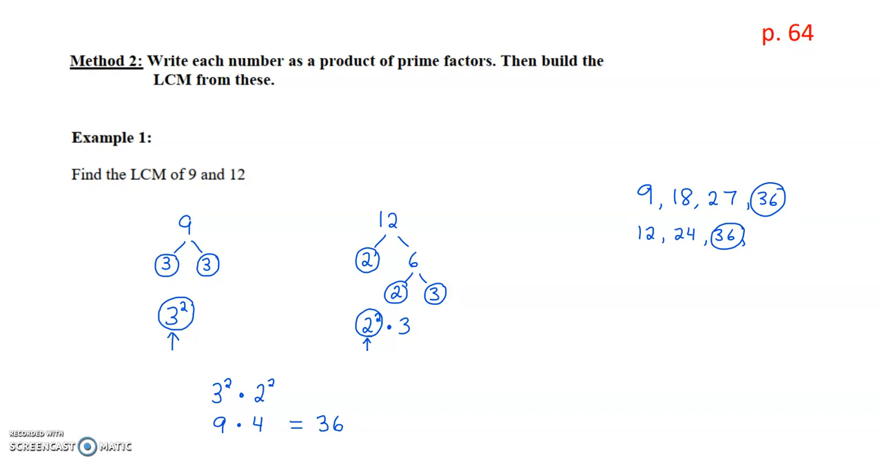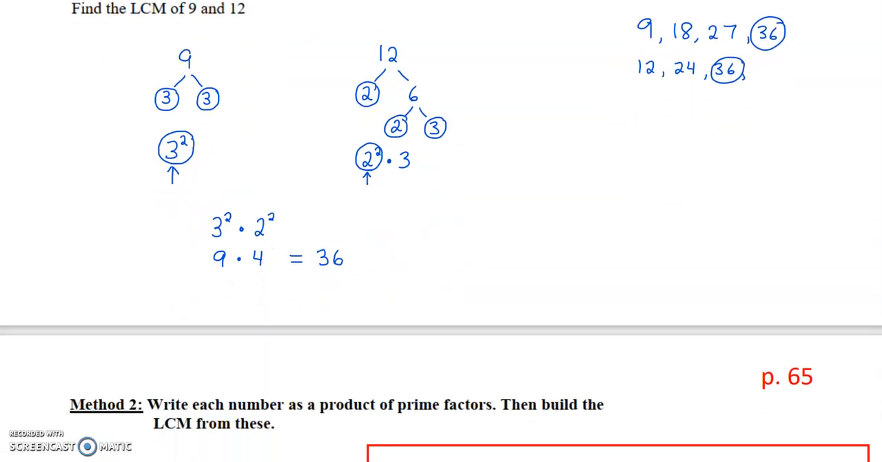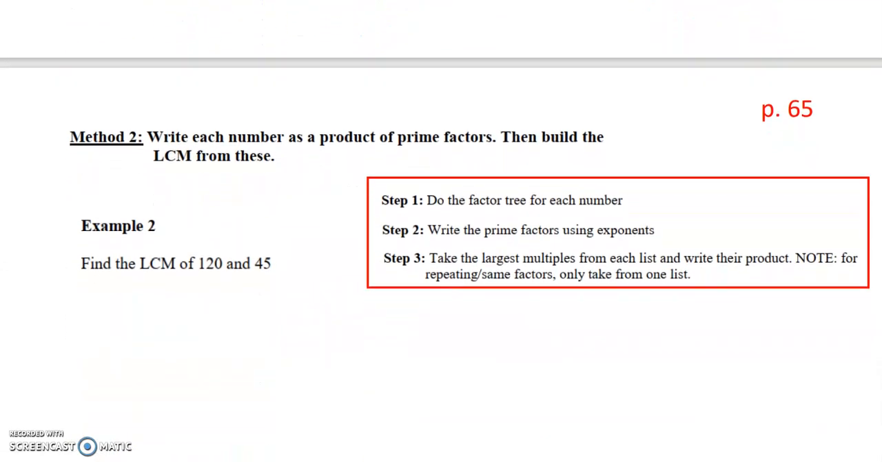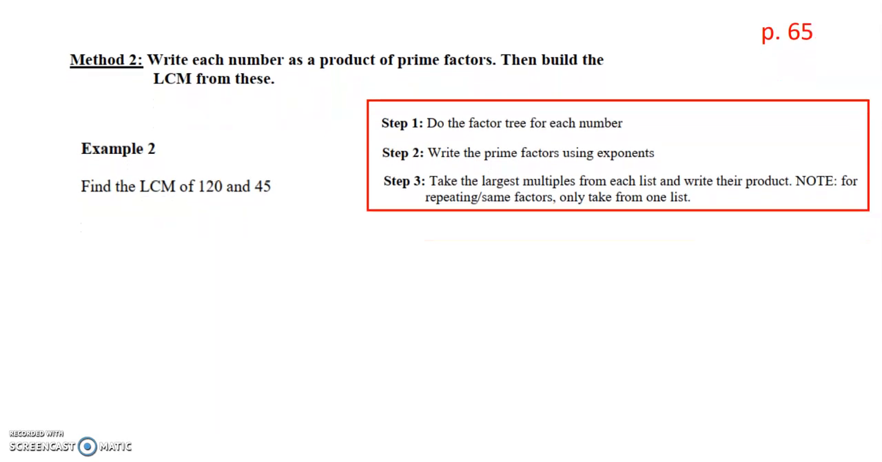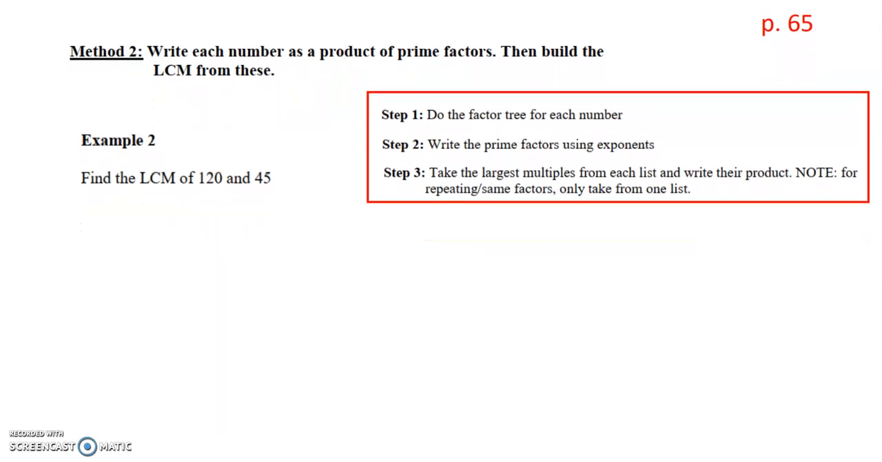So that was method 1. But the prime factorization method works well, particularly when the numbers get bigger. And that's the example we're going to look at now. So we're going to do a factor tree for each of these numbers. We're going to write the prime factors and we're going to use exponents. This is how this method works. And then we're going to take the largest multiples from each list and we're going to write their product. So we're only taking one from each list.